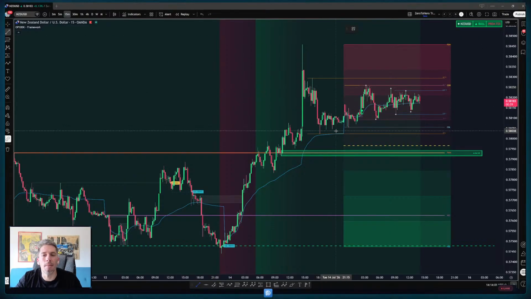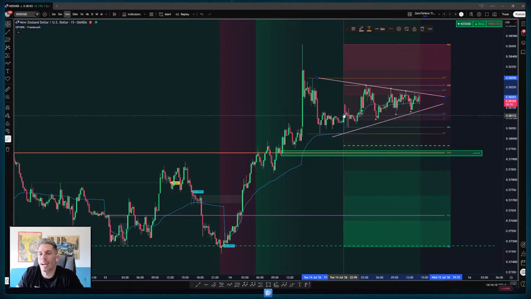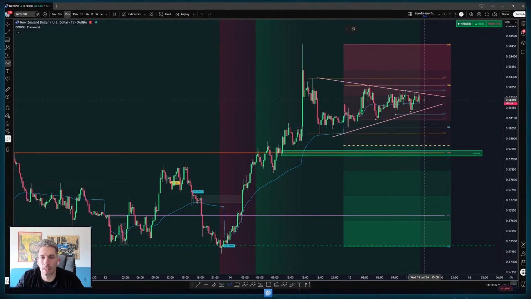Kiwi dollar similar to Aussie dollar. We are narrowing. I love this part, but I know it's hard to watch just because market is not doing much. Both sides can work out, and you need to be patient. That's really one of the biggest problems with most traders, especially if you're new to trading, that waiting for that perfect setup is going to be the hardest part to master.